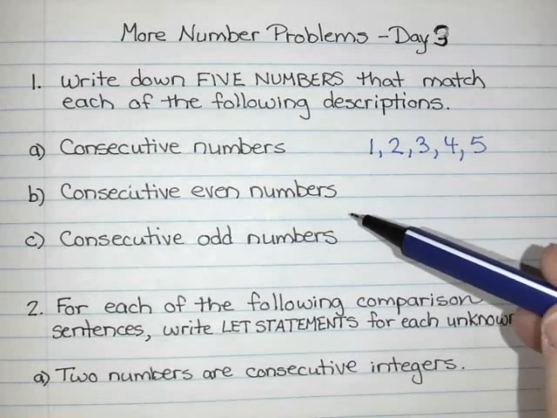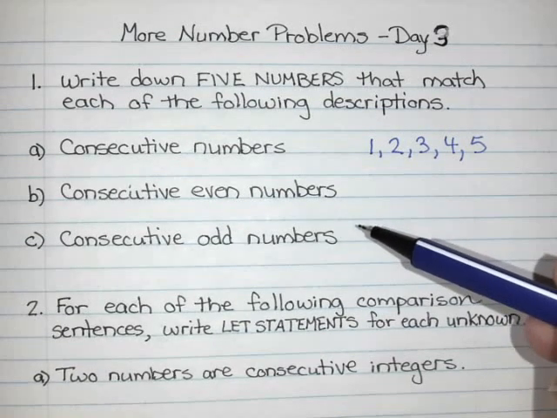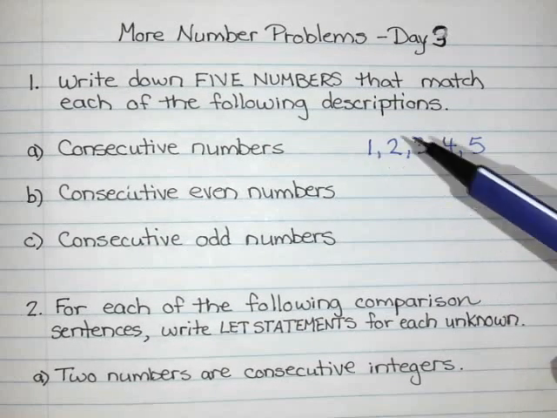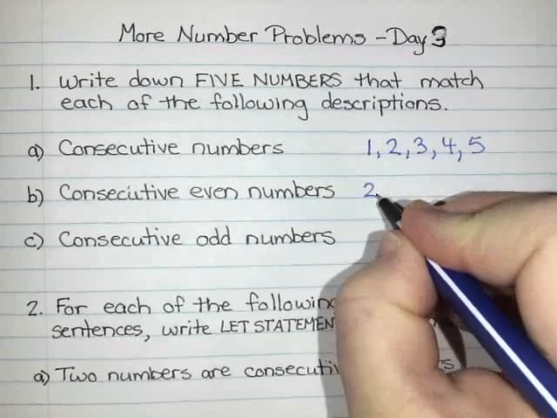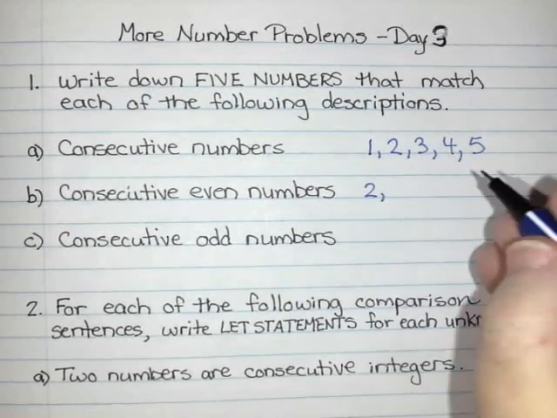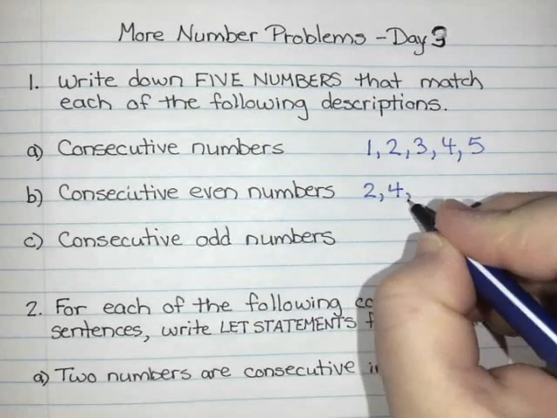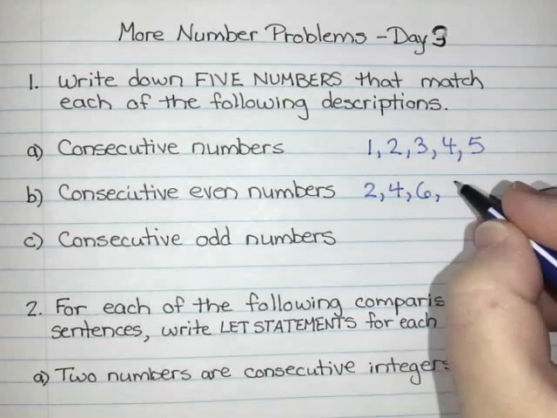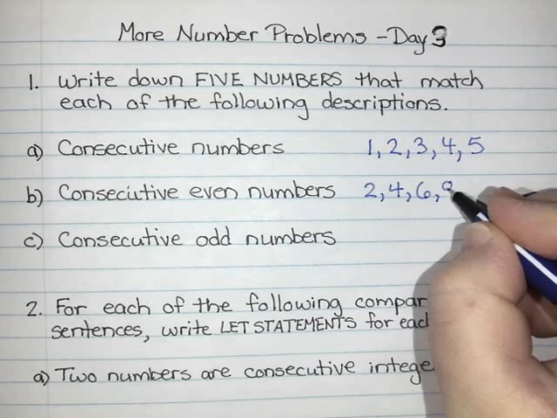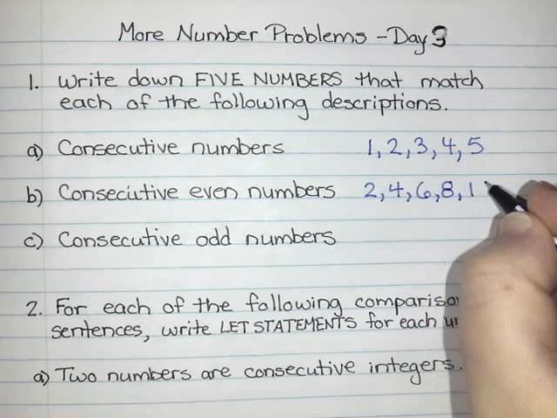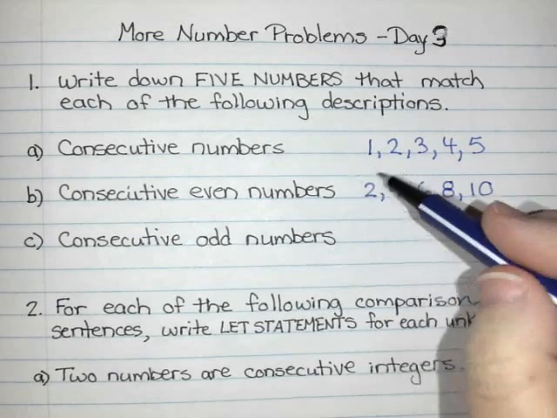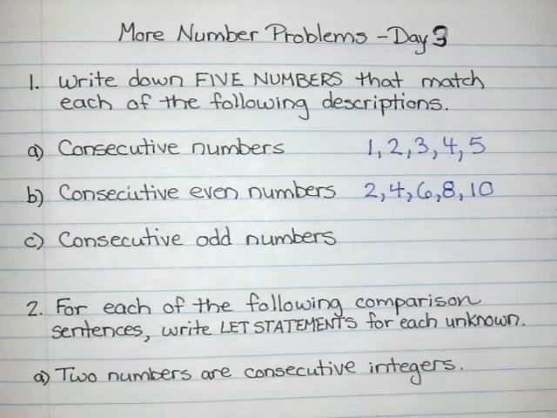Consecutive even numbers. Even numbers are numbers that divide by 2. So 1 would not be an even number, but 2 is. And then 3 is not an even number, but 4 is. And 5, not an even number, but 6. 7, no, but 8. And then not 9, but 10. So 2, 4, 6, 8, 10 would be consecutive even numbers.